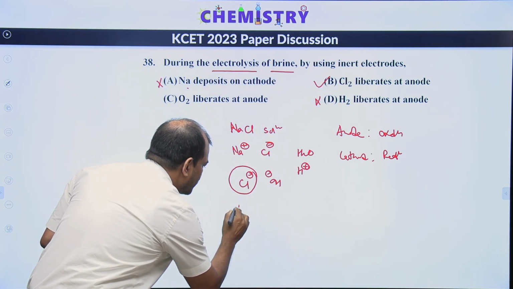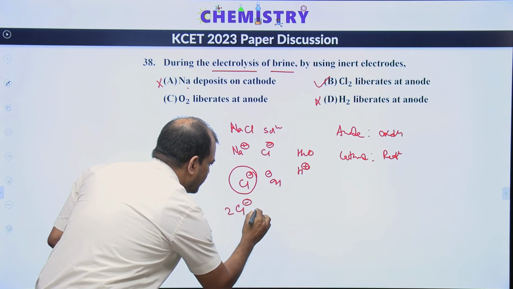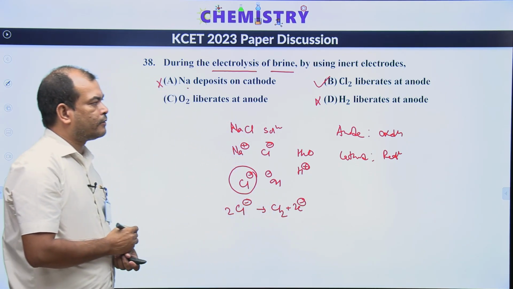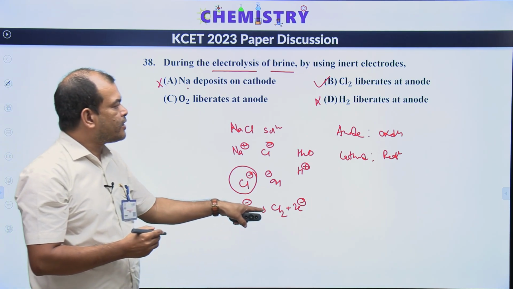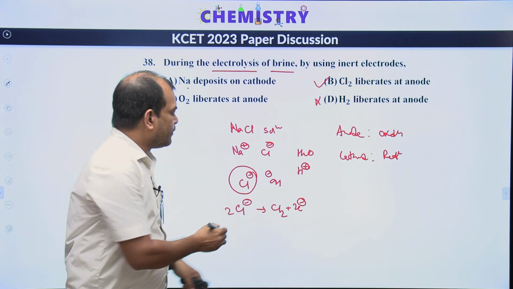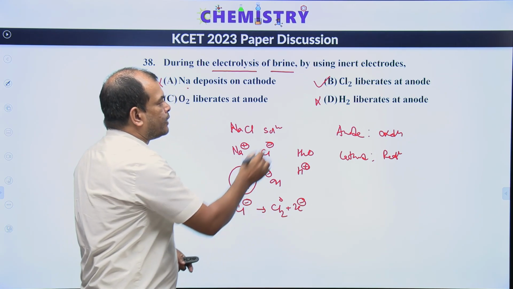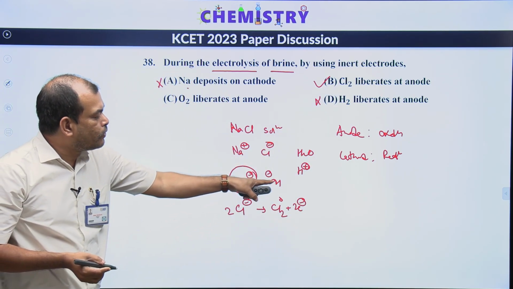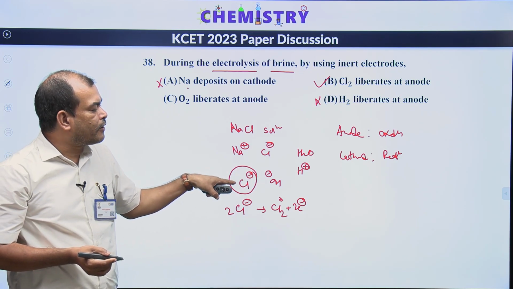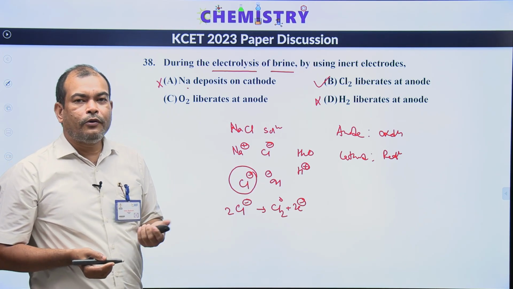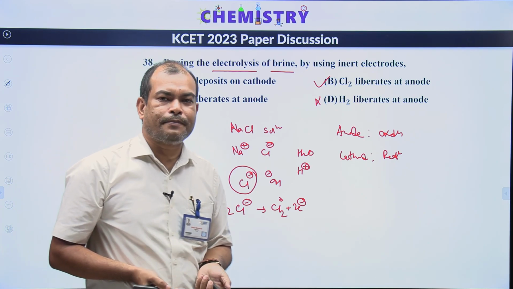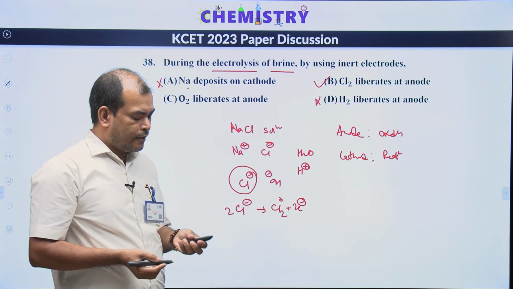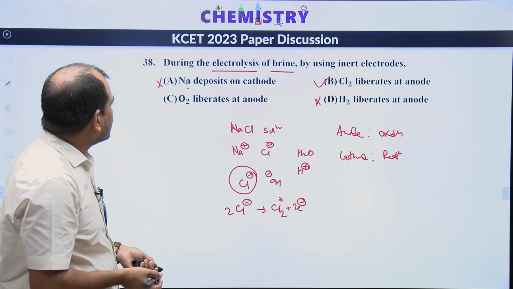Then what will be the reaction? Chloride converted into chlorine through the release of 2 electrons. Therefore, there is an oxidation that happens for the chloride, and from -1 it becomes 0. Therefore, chlorine will be liberated in the anode. Therefore, it is a simple question. You just have to know what will be the discharge potential for chloride and hydroxyl. If you know the discharge potentials of chloride and hydroxyl, then easily you can solve this question. Right? Now you move to the next question.